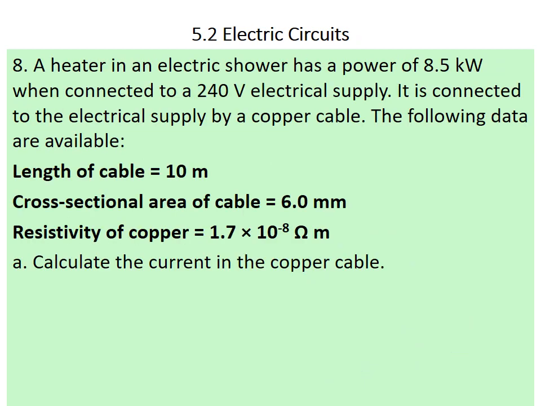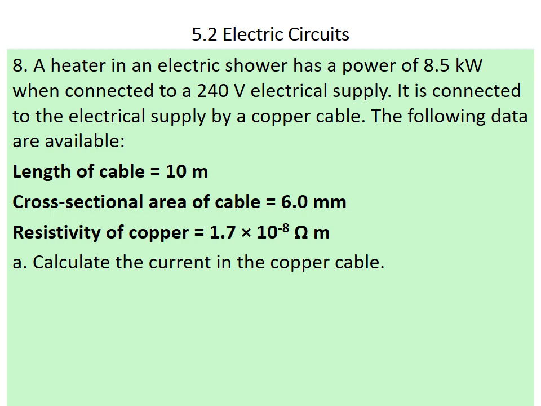Number 8, a heater in an electric shower has a power of 8.5 kilowatts when connected to a 240 volt electrical supply. It is connected to the electrical supply by a copper cable. The following data are available. Length of the cable 10 meters, cross-sectional area of the cable 6 millimeters squared, resistivity of copper 1.7 E negative 8 ohm meters. Calculate the current in the copper cable.